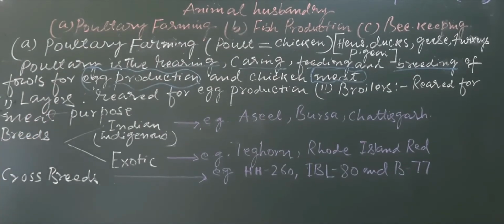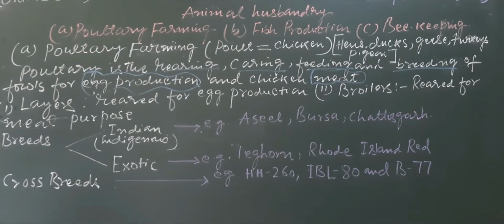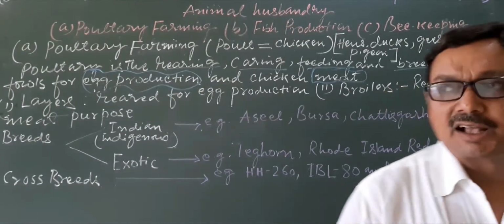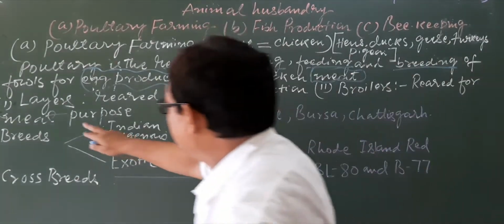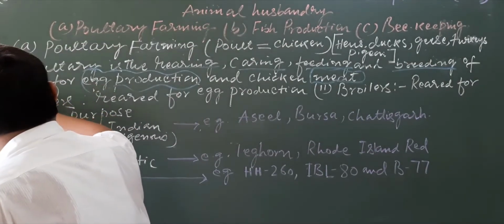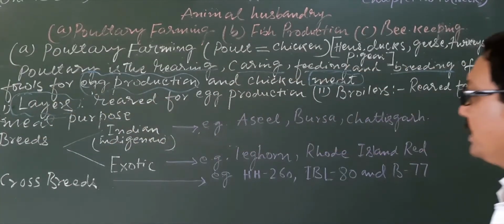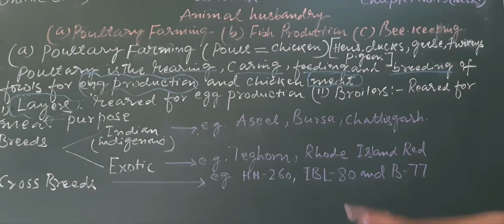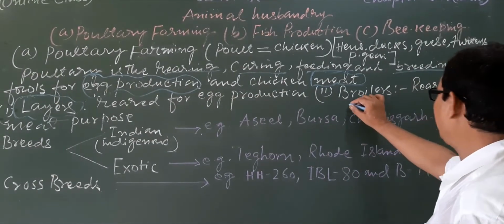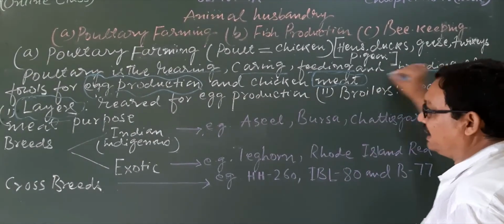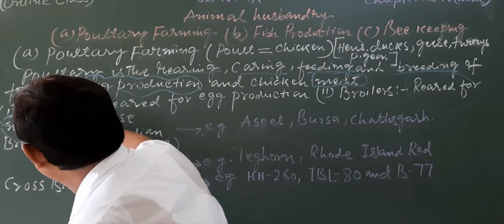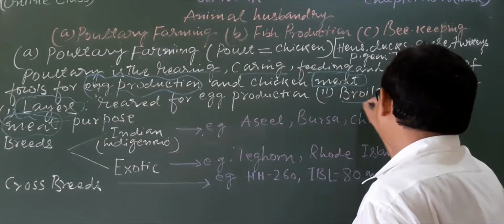Now, depending upon these two different purposes for poultry farming, the birds are divided into two categories. Those birds which are reared for egg production are known as layers, and those for the meat purpose are known as broilers.